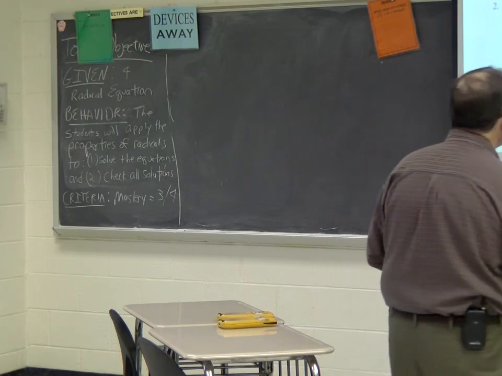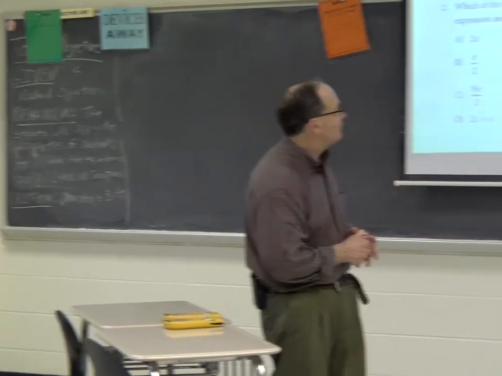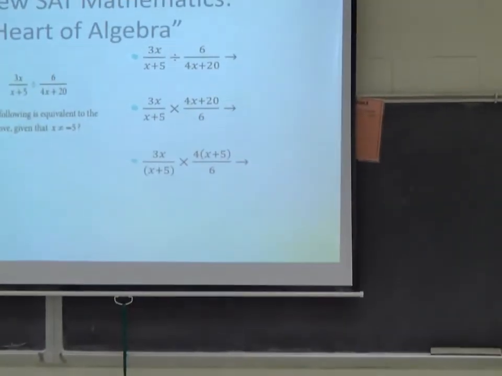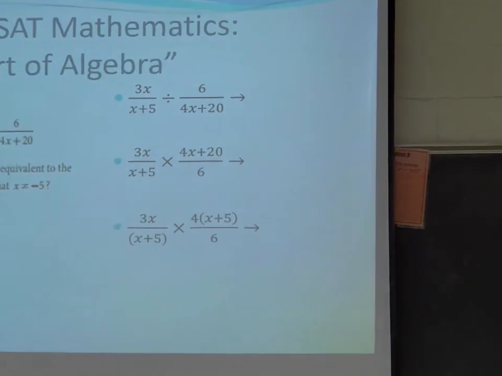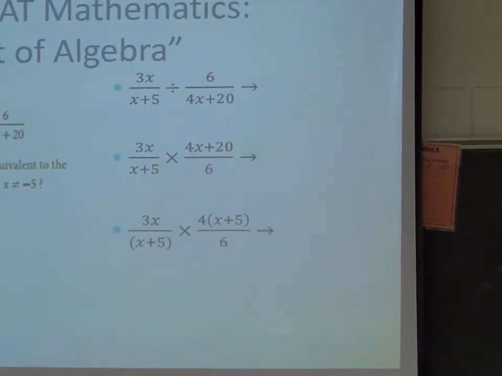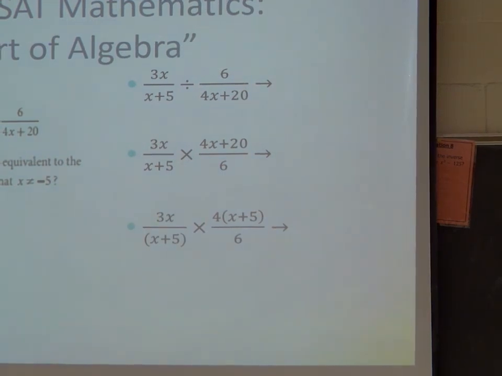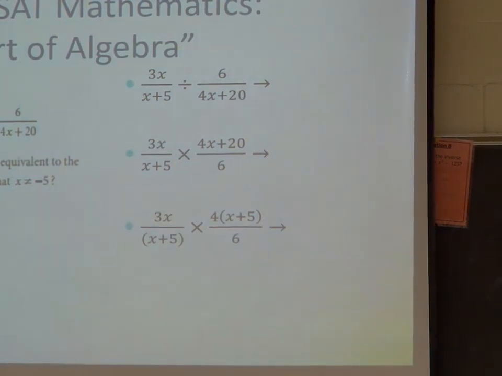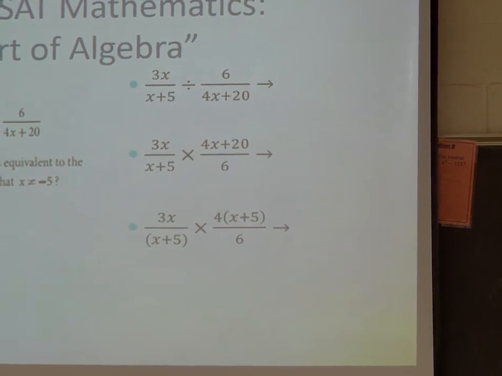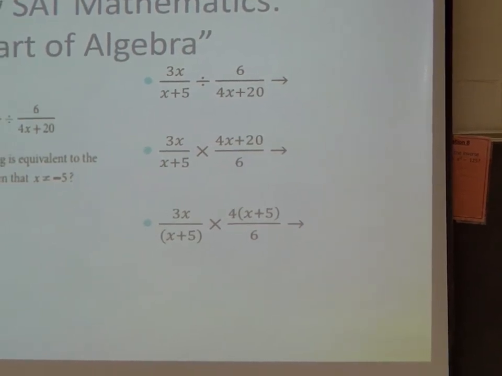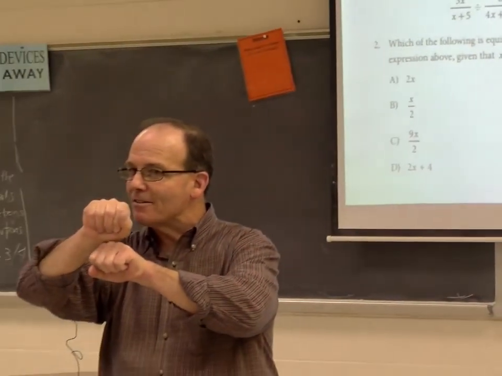So what we would do is flip the fraction, right? Flip the second fraction in that second step, and then we would come across and multiply. We see that we can factor out a 4 from that new numerator. So instead of 4x plus 20, we have 4 times x plus 5. And then what happens when I have an x plus 5 on top and an x plus 5 on the bottom? It cancels, right? Because x can't be negative 5 means I'm not dividing out 0.